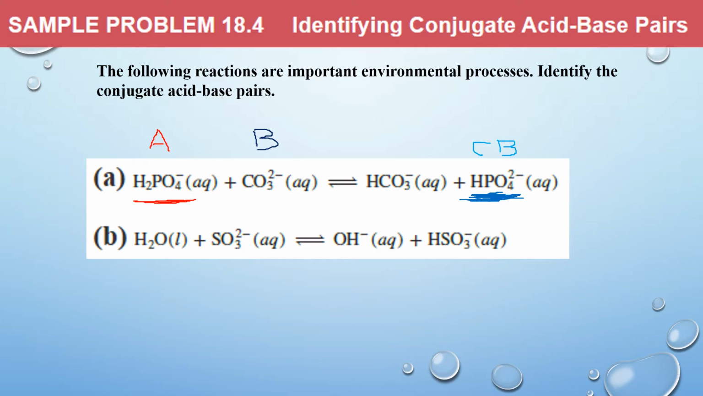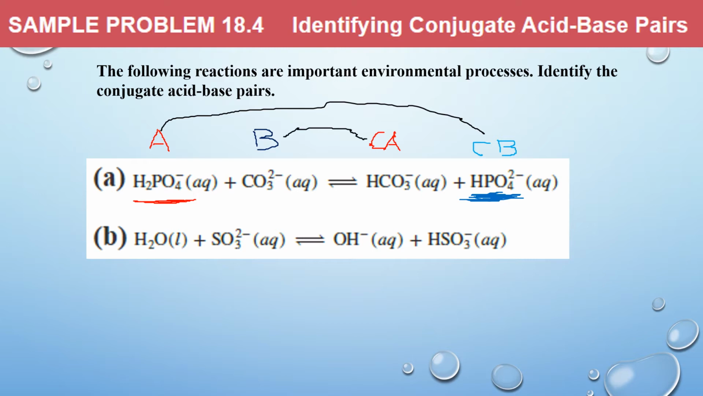From CO3 2 minus, it becomes HCO3 minus. So this is the conjugate acid of the carbonate, which is the base. So we have 2 pairs. This is 1 pair, and this is another pair.